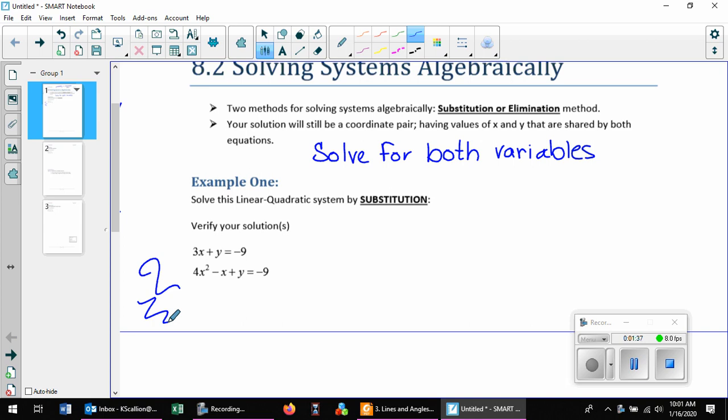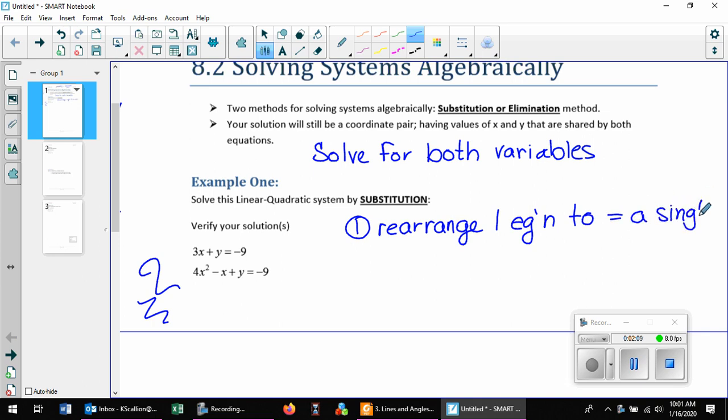Okay, so substitution is exactly what it sounds like. We're going to take one equation and we're going to substitute it into the other one. So we're going to put it inside. So you're going to have to rearrange one of the equations to a single variable. So step 1. Do the one that makes the most sense. It doesn't matter which one it is, but it has to be one of them.